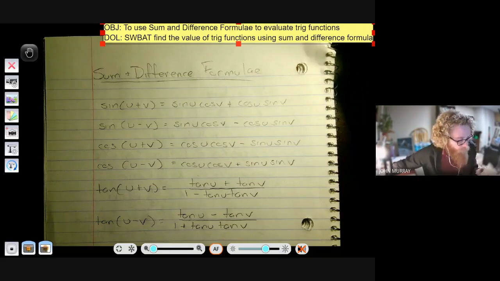Now, unfortunately, these are not the final rules that we are going to learn with sine and cosine. There are a few more. Almost there, almost done. I know I keep saying that, but almost done.